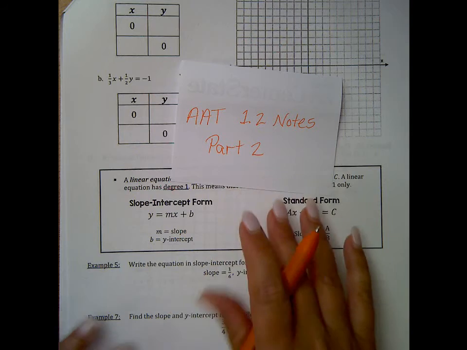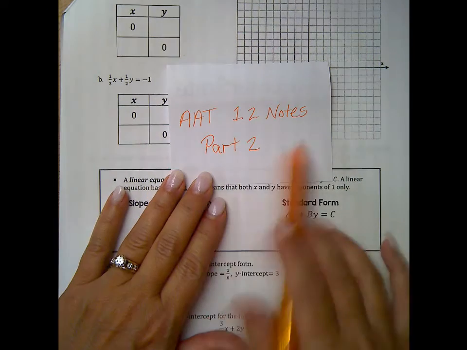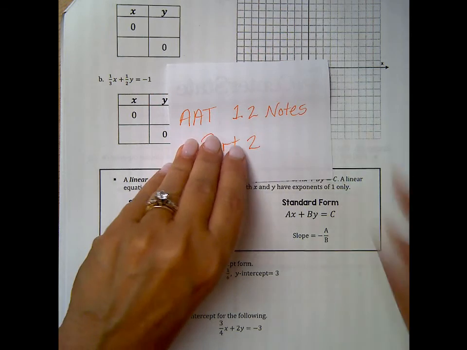Hello. Okay, we are continuing with our AAT 1.2 notes. This is part 2. We're starting on page 5.